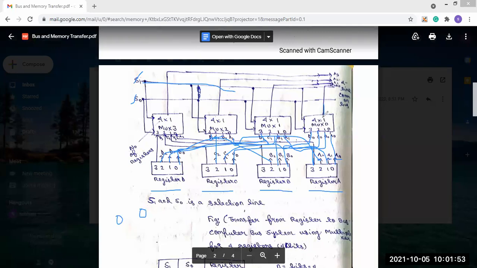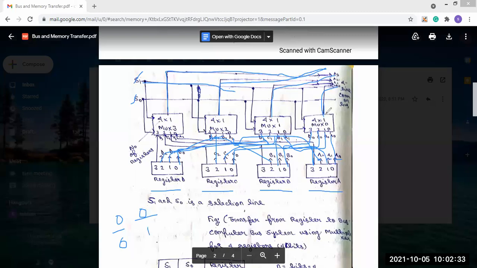That means our input combinations will be like this. If register A is selected, that means A0, A1, A2, A3. So from here A3 will go here, then from this multiplexer A2 will go here, then from this multiplexer A1 will go here, and from this multiplexer A0 will go here. This is when the selection lines S1 is 0 and S0 is also 0.